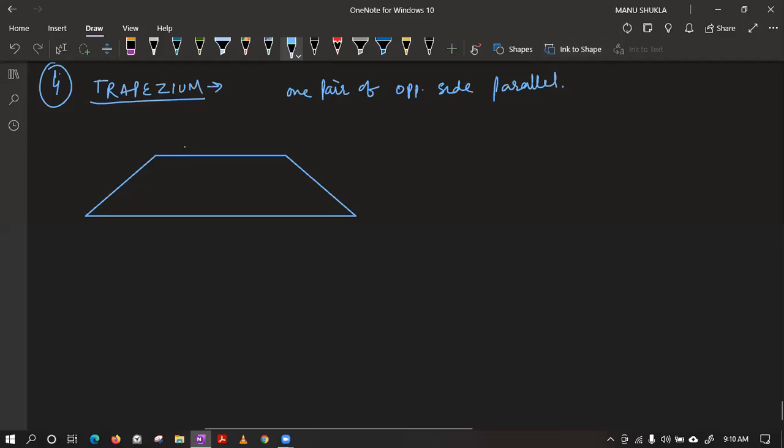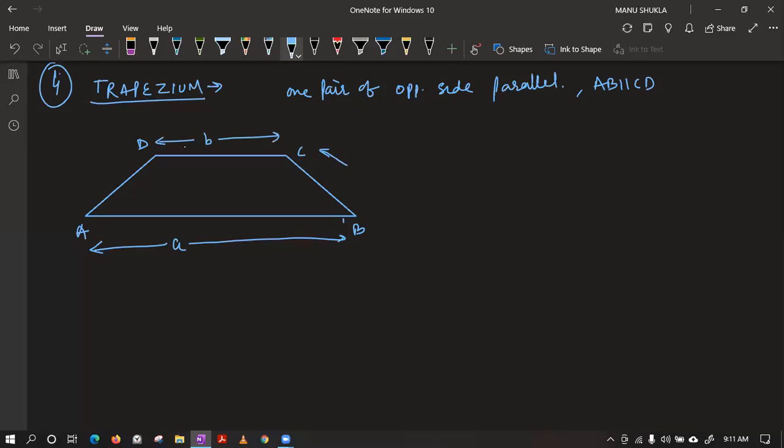So you can observe this is a trapezium ABCD, in which AB is parallel to CD. One pair of opposite parallel sides. So now what about the formula? Let me call this one small a, the length, this as small b, this as small c, and this as small d.